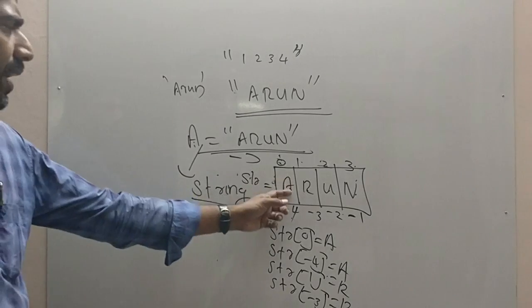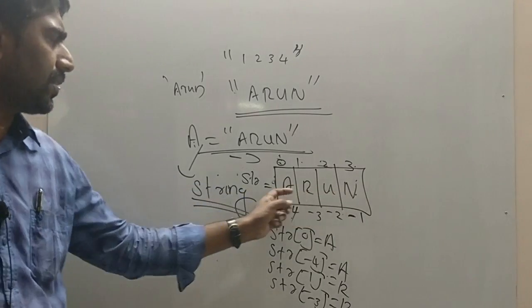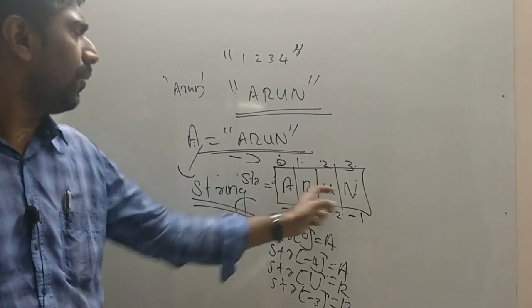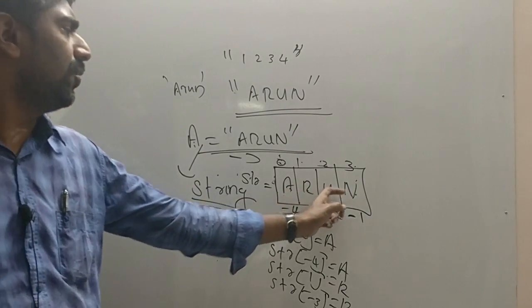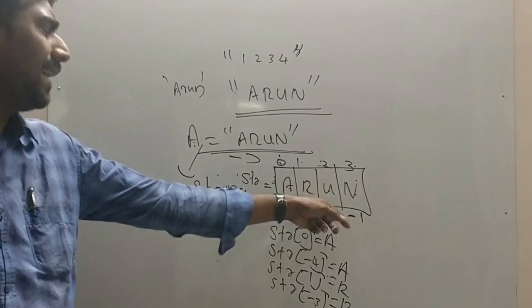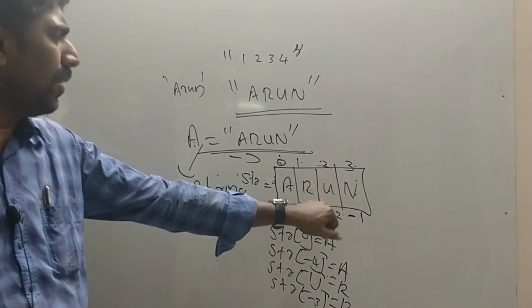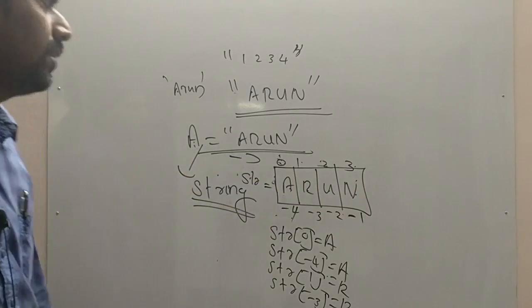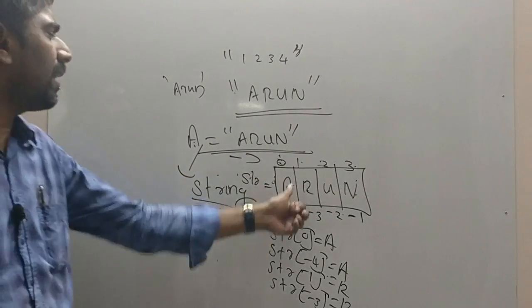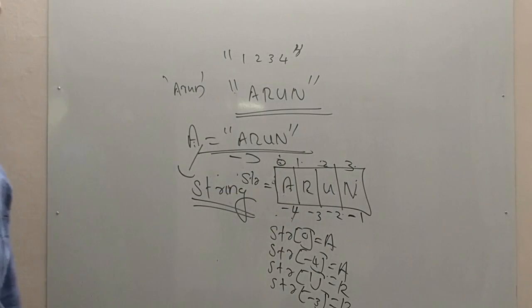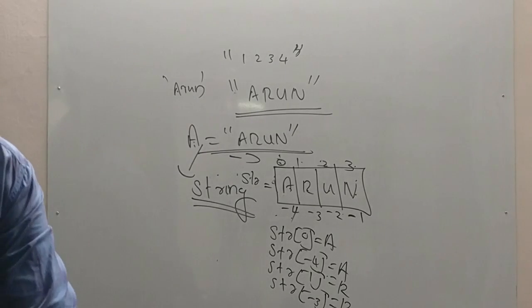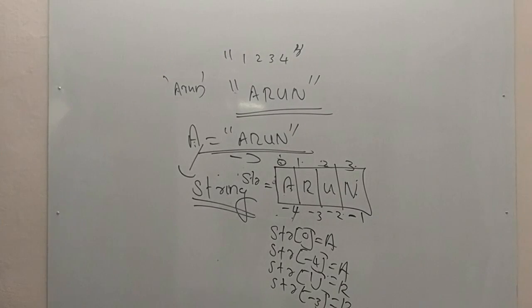See, each character, all these are called characters or the elements in this array or in this string. Okay, ARUN. We can access all the individual elements of the string using their index number. There are two types of index number. One is forward index and another one is backward index. Okay.